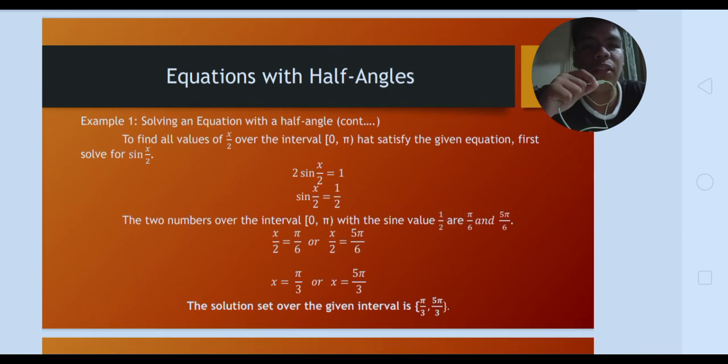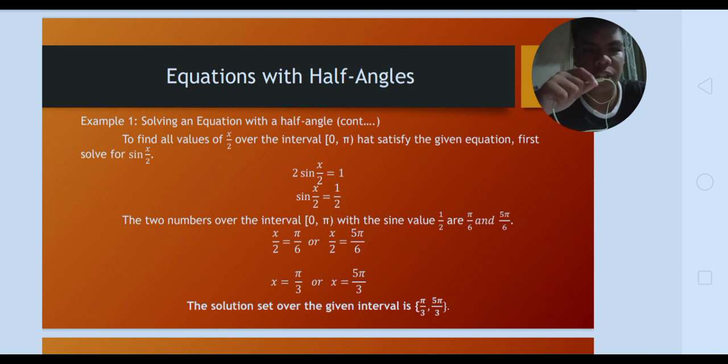To find all values of x over 2 over the interval 0 to pi that satisfy the given equation, first solve for sine x over 2. 2 sine x over 2 is equal to 1. This is the original equation. Sine x over 2 is equal to 1/2. We just have to divide both sides by 2. The two numbers over the interval 0 to pi with the sine value 1/2 are pi over 6 and 5 pi over 6.